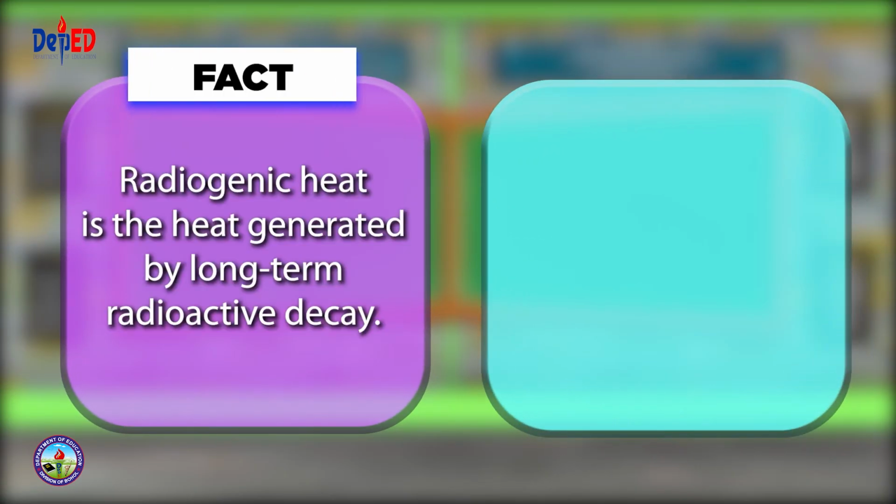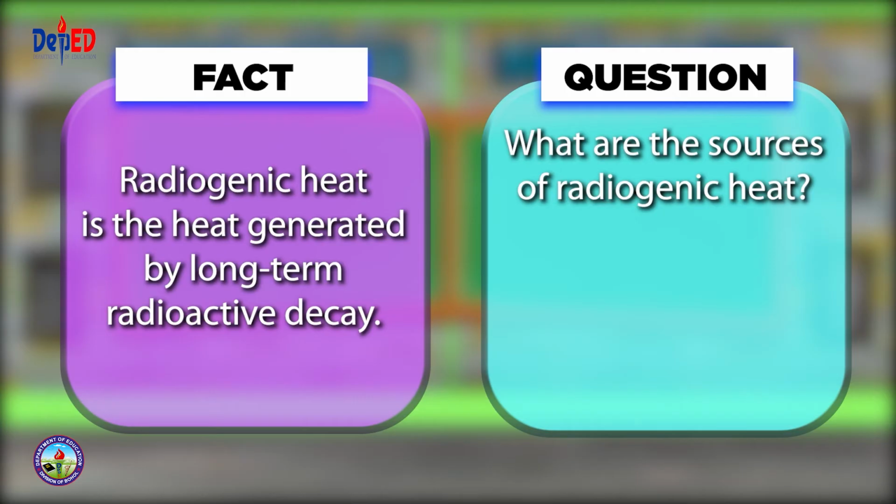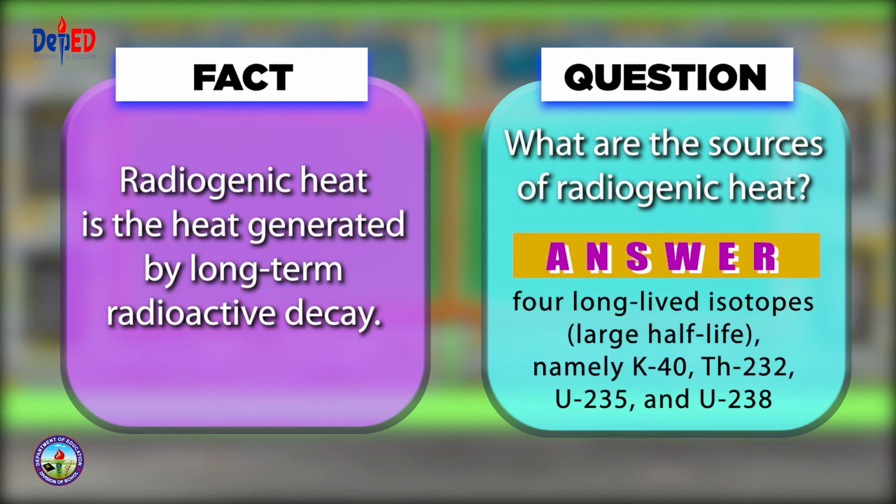Okay, number 1. Fact. Radiogenic heat is the heat generated by long-term radioactive decay. Question. What are the sources of radiogenic heat? The answer? Four long-lived isotopes, or those with a large half-life, namely potassium-40, thorium-232, uranium-235, and uranium-238. Okay, very good. You've got it right.